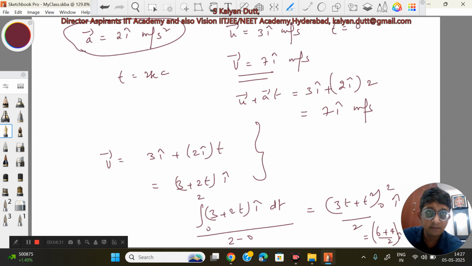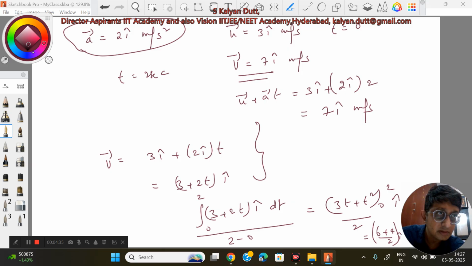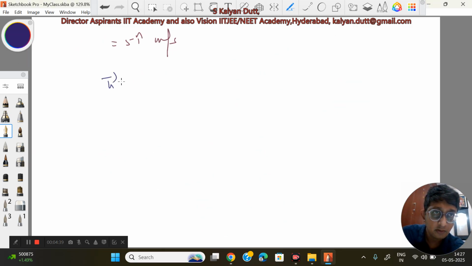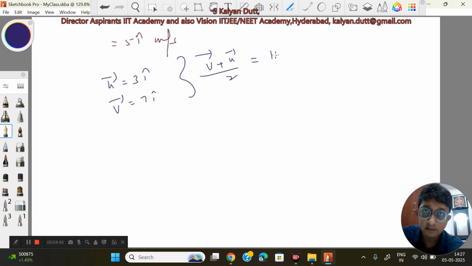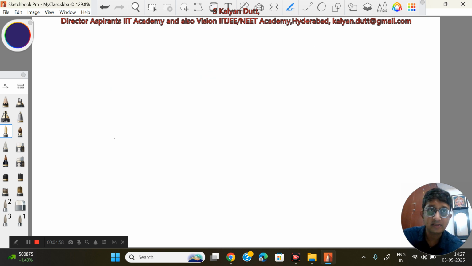If you were to do v plus u by 2, still you will get the same answer. u is 3i, v is 7i. If you do v plus u by 2, you will get 10i by 2. That is also 5i. So with v plus u by 2, you can get average velocity, but only when acceleration is constant. Let's take another case where acceleration is not constant.